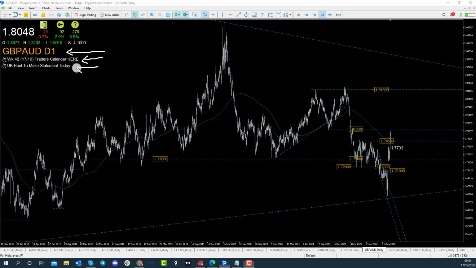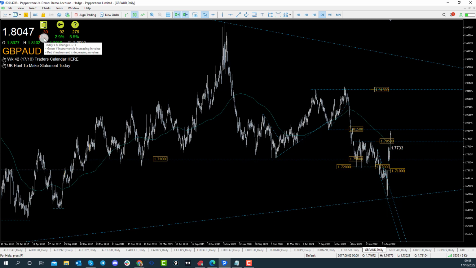You can also see that there's a statement here today, that UK Hunt to make a statement today. So what other information do you have? You have the open, the high, the low, and the spread, so the cost of doing business. You then also have some figures up here, so you have the change figures. So if I just highlight that, you'll be able to see that these banners highlight what it is.